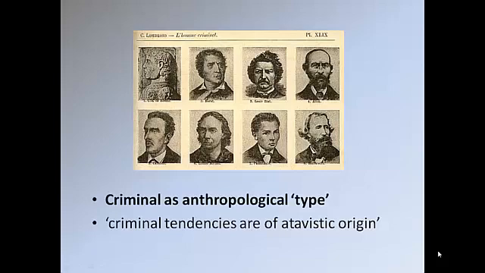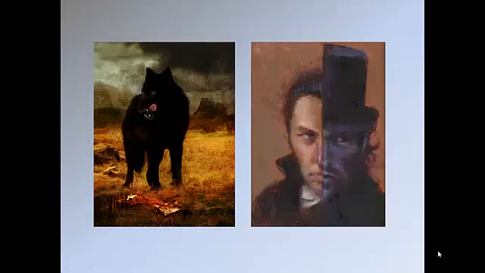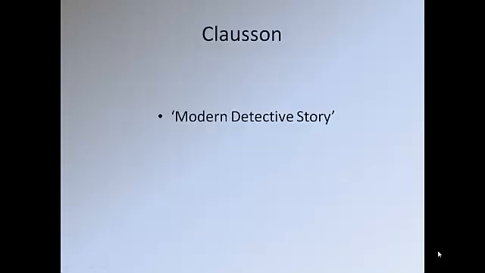Lombroso argued that, as a type, criminals were born as criminals and are examples of atavism, not only in the physical sense, but also in terms of morality, suggesting that criminal tendencies are of atavistic origin. We can see this fear of regression and degeneration throughout the literature of the time, both in the works of Gothic fiction and in what Clausson has dubbed the modern detective story.